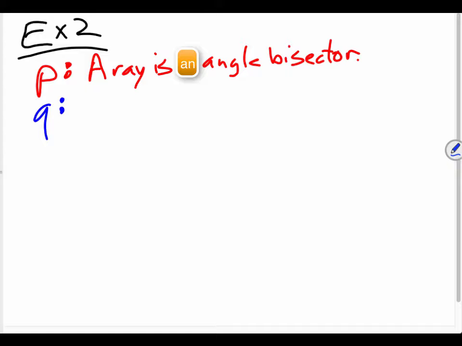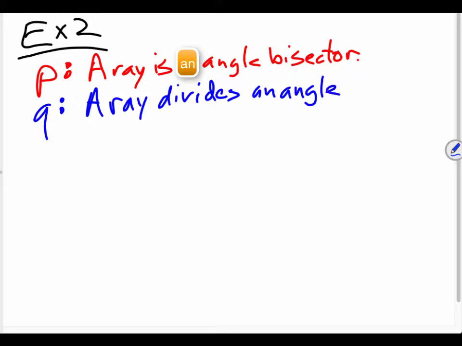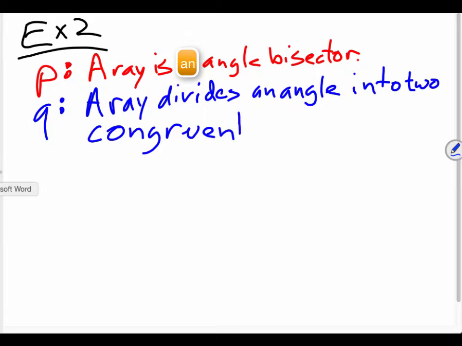So then the Q statement would be: a ray divides an angle into two congruent angles.